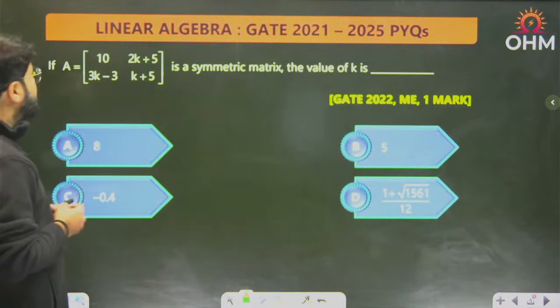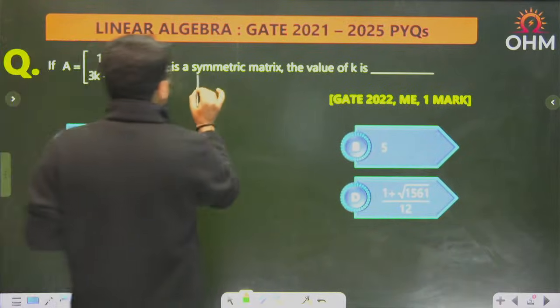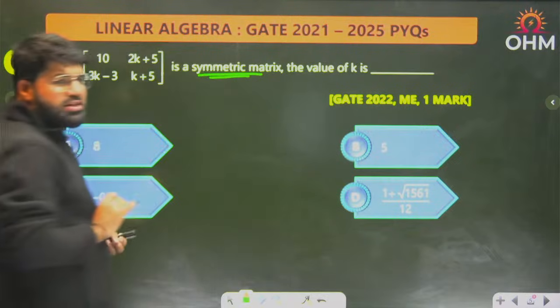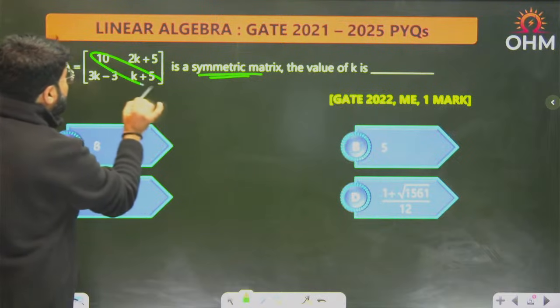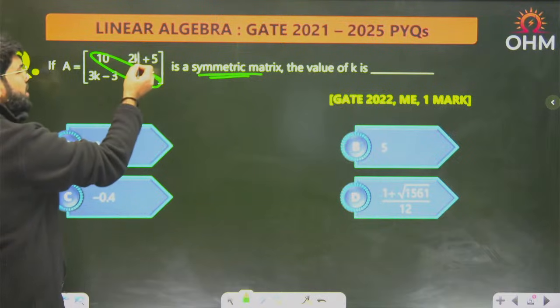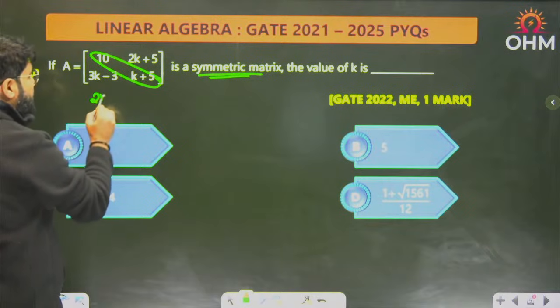Okay, have a look into the next question. Very simple. If the given matrix is a symmetric matrix, what is the value of K? So symmetry is about the diagonal line. This should be the line of symmetry, and elements above and below are the same. If it has to be symmetric, elements above and below should appear the same.